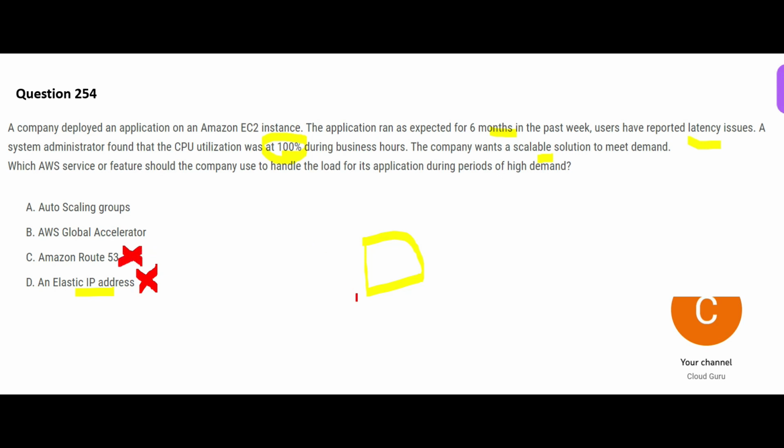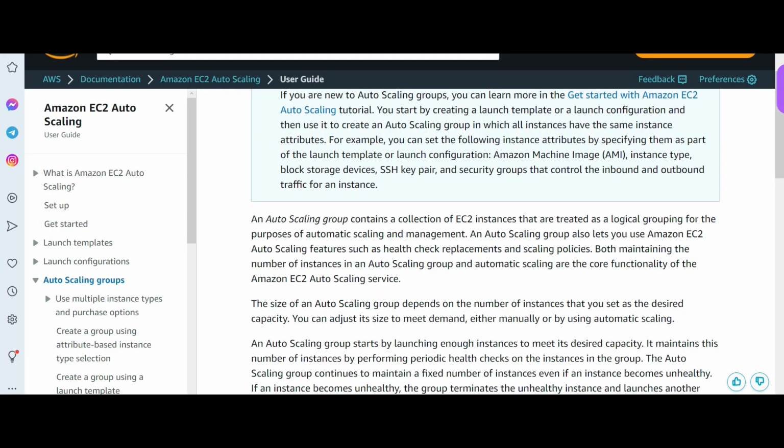The problem here is you are a team lead, you have four people, and all four people are occupied during peak hours. So what do you need? You want to add 5th, 6th, 7th, 8th people based on the quantum of work. How will you add? You will add using auto scaling groups. An auto scaling group has multiple EC2 instances, and the main purpose is automatic scaling.